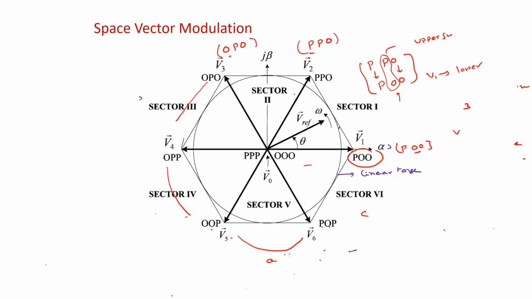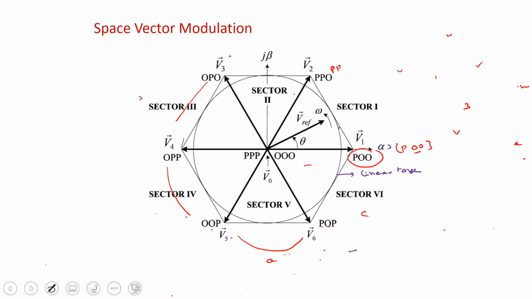Another thing is, when this V reference is moving from one sector to other sector, right? For example, if you are at the edge of this sector 1, you are starting with PP0, right? So here in the next sampling time, this is the next sampling time, you must start with PP0 so that there will be no change in the switch states. So there will be no change in the switch states, right?